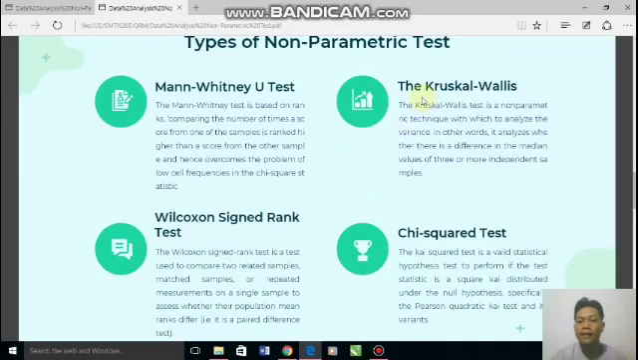The third, the Kruskal-Wallis test, is a non-parametric technique with which to analyze variance. In other words, it analyzes whether there is a difference in the median values of three or more independent samples.